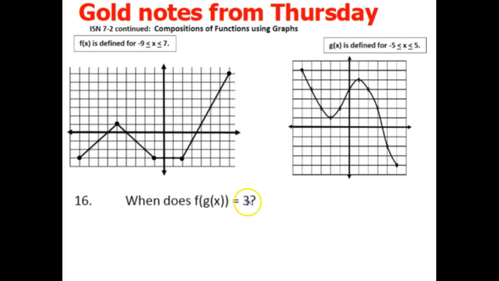But this number is on the outside. So guess where you're going to start? You're going to start on the outside. And so because the number is on the outside, you're going to start on the outside. So you're writing this down on your paper.